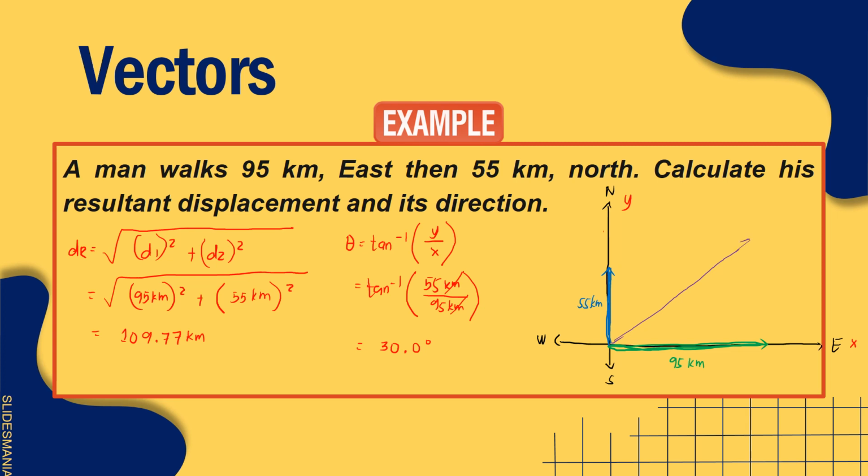109. Okay, so assuming that this is our 30 degrees, of course you can illustrate this better if you have your protractor and your ruler with you. Okay, so our resultant displacement is 109.77 kilometers. Okay, so that's how you solve problems with different direction, and of course in finding its resultant displacement and its direction.